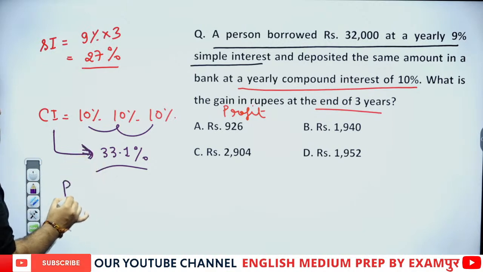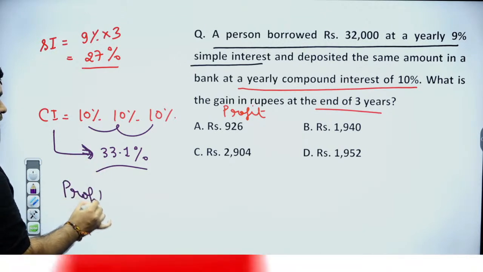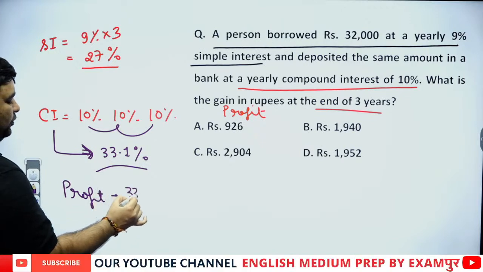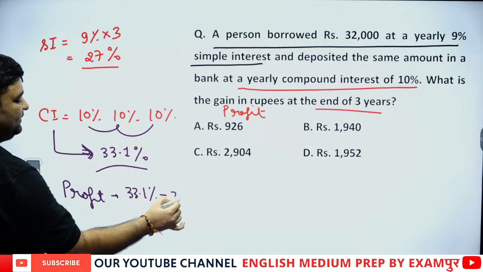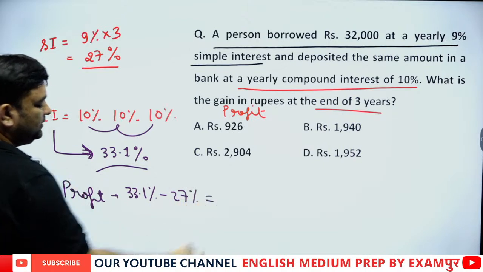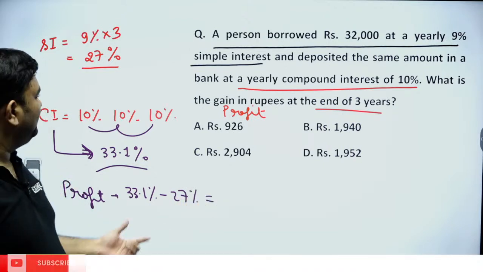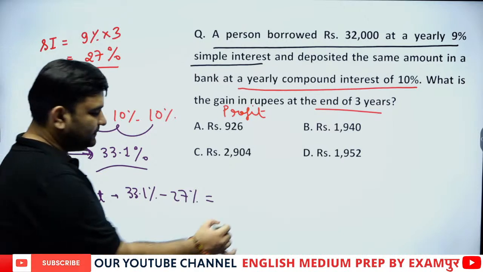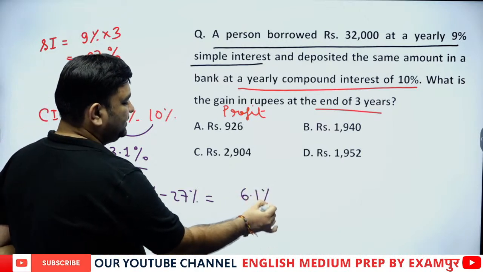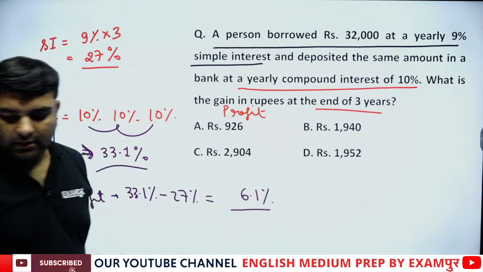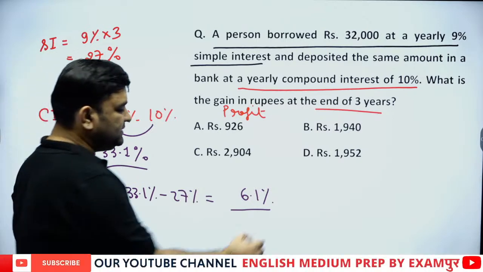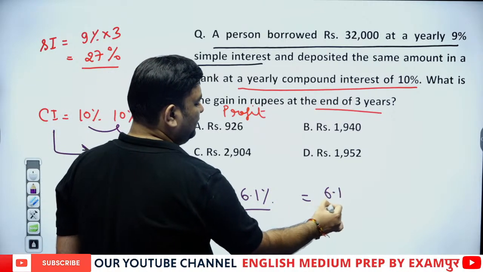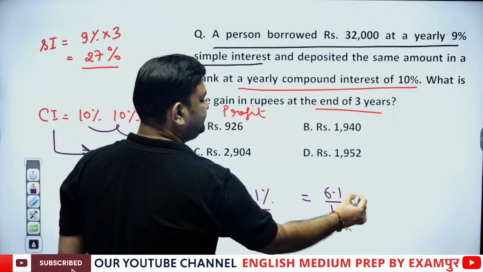So, what is the profit of this man? The profit of this man is 33.1% minus 27%, that is 6.1%. 6.1% of what? Principal. So 6.1% of principal.